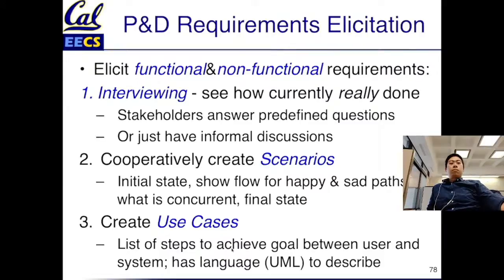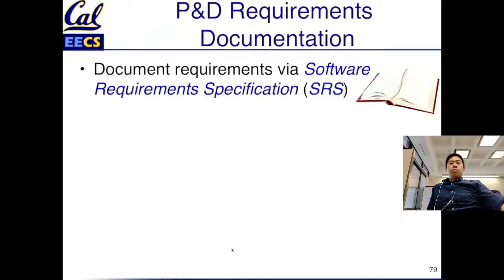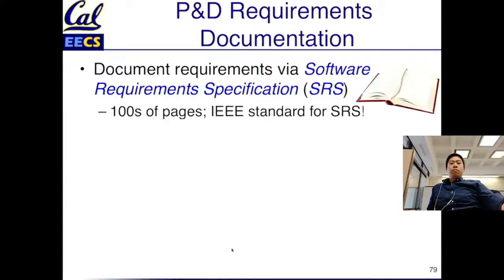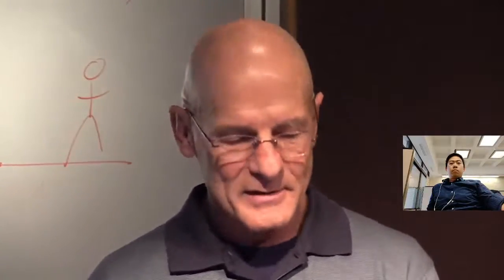What does the customer want? After you've elicited the requirements, you do documentation, and this is serious documentation. It's called the SRS in the lingo, which stands for Software Requirements Specification. These are big, hundreds of pages. There is even an IEEE standard on how to write an SRS. So you get a document that describes a standard about how to build this document.